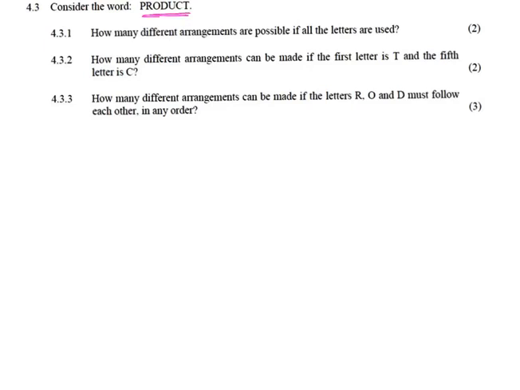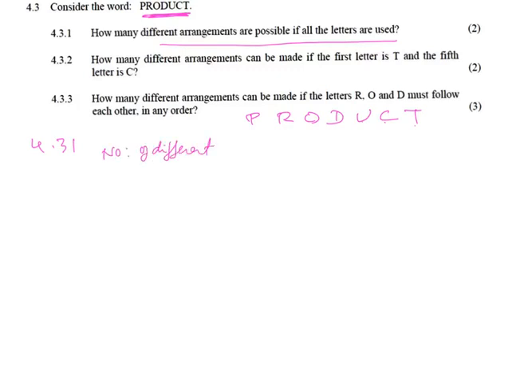Product. I have to consider this word, P-R-O-D-U-C-T. So how many letters do I have? 1, 2, 3, 4, 5, 6, 7. So I have 7 letters. How many different arrangements are possible if all the letters are used? So I have 7 letters. How many different arrangements do I have? Different arrangements will be 7 factorial, or you can use the boxes like this.